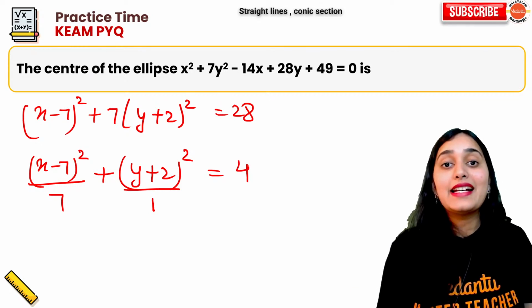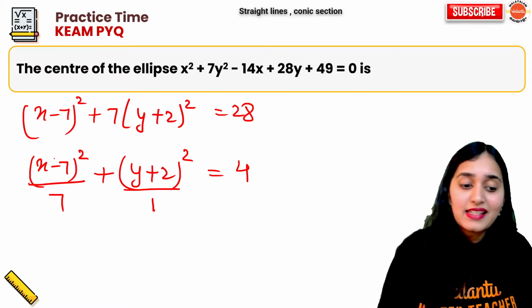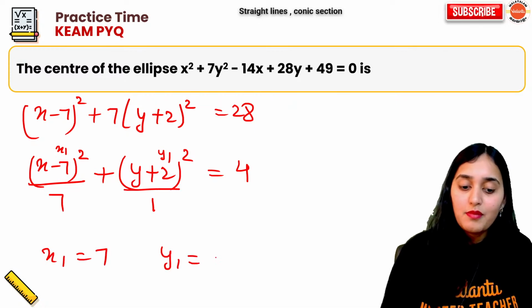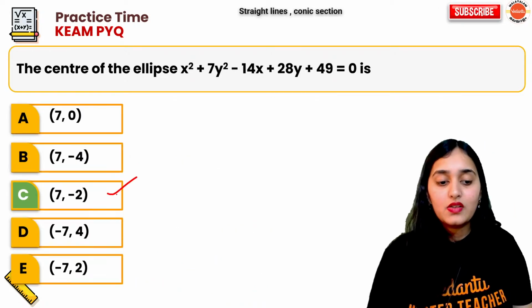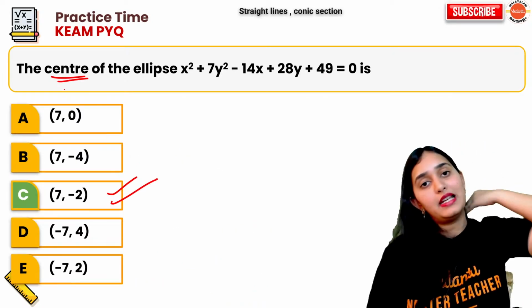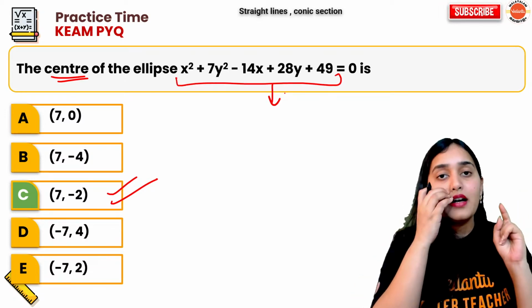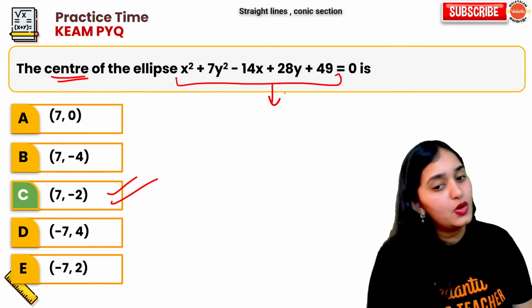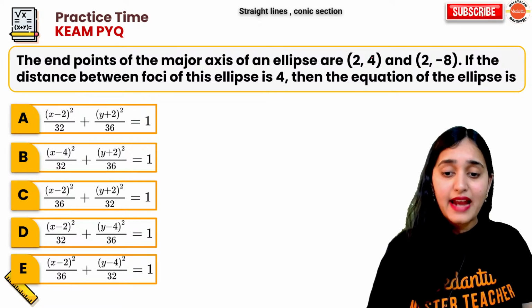Now, this is the standard equation. We don't want a square, b square. We just need x1 and y1. So, x1 is 7, y1 is minus 2. This is my answer, (7, minus 2). I just need the center of the ellipse. So, convert it into the standard form of the ellipse and you will get the center of the ellipse. Okay.